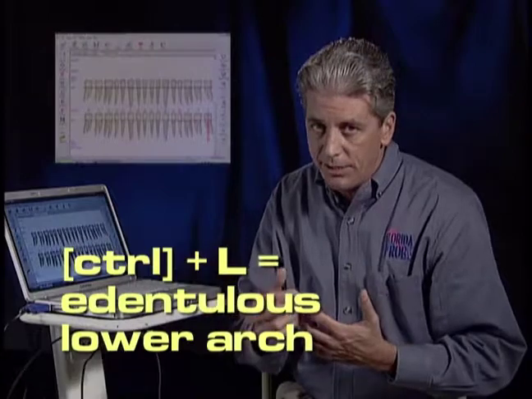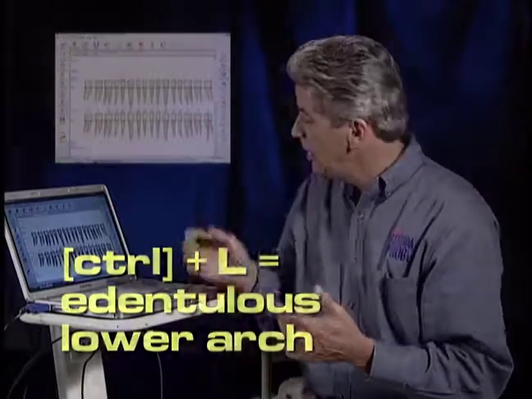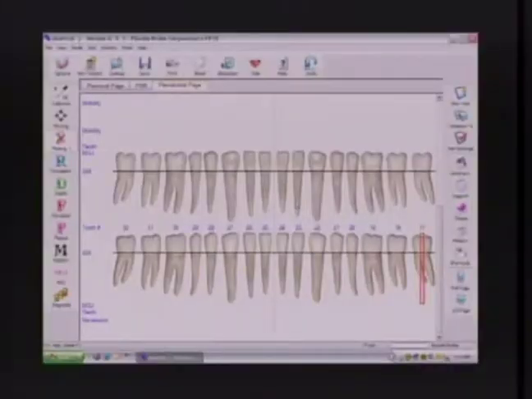There's also a very helpful one: if the patient presents with an edentulous arch, I know that Control L is an edentulous lower arch. So instead of using the foot pedal or the keyboard and mouse to delete 16 teeth, I can do it with one quick stroke, Control L, and it takes that arch away entirely.